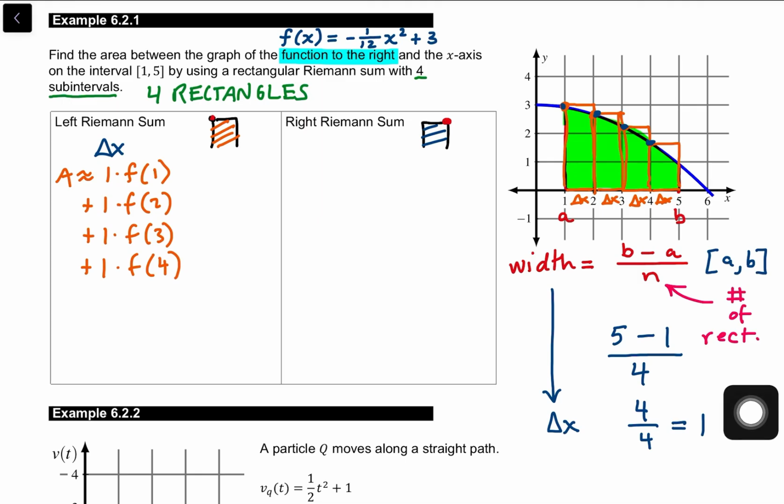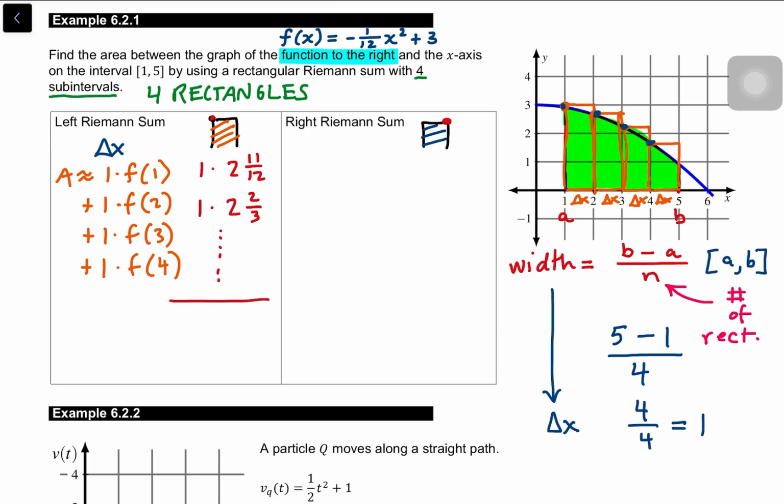I'm not going to take the time to plug that into my function up here. You can see that for x equals 1, it'd be 1 times, looks like 3 minus 1/12, so 2 and 11/12. And this one would be 1 times, and if you subtract, looks like 4/12, so it'd be 1/3, so it would be 2 and 2/3, and so on. You can go ahead and get all those calculations, add them all up, and you'd get some approximation.